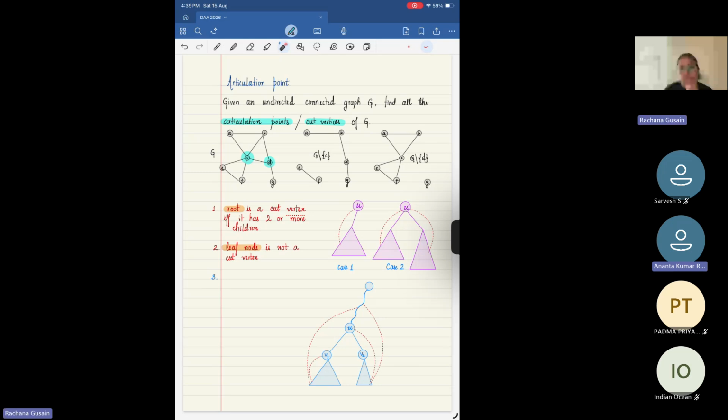Ma'am, it cannot be because the graph is still connected. It will still be connected, right? So here, for instance, if I remove U, I'll have to remove all the edges which are incident to U. The graph is still connected. Do you see that? Does everyone see that? And the reason is because of the presence of these edges.